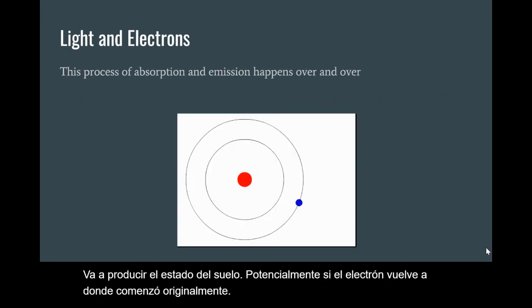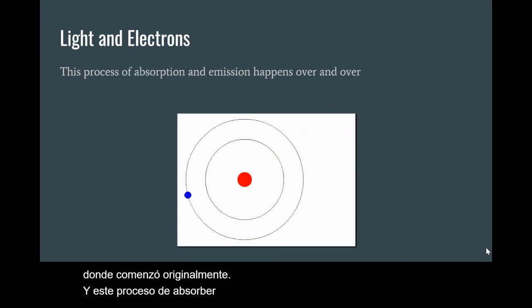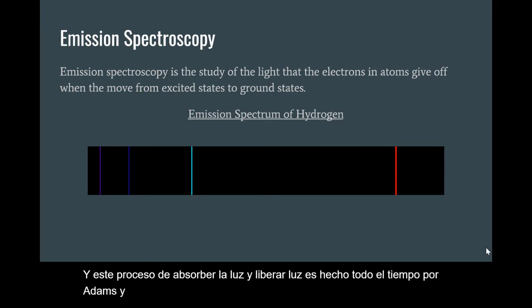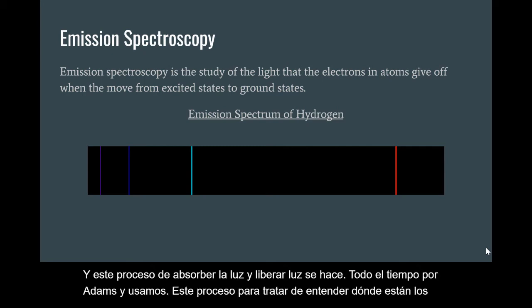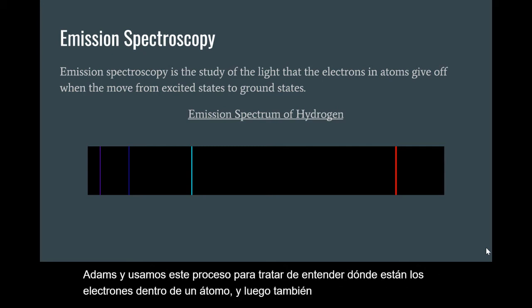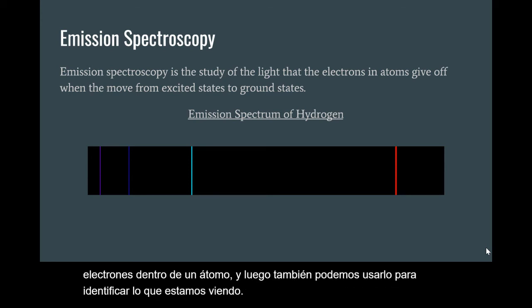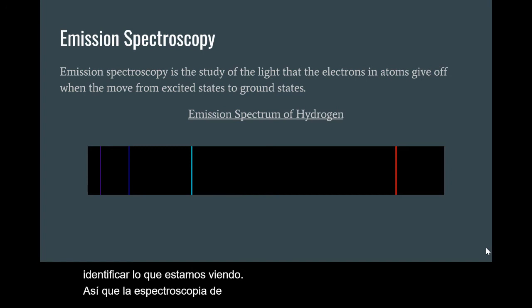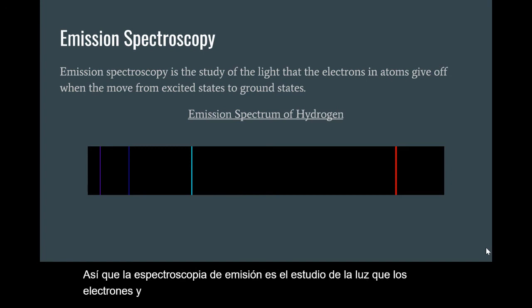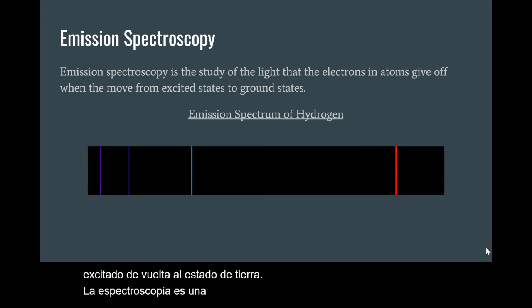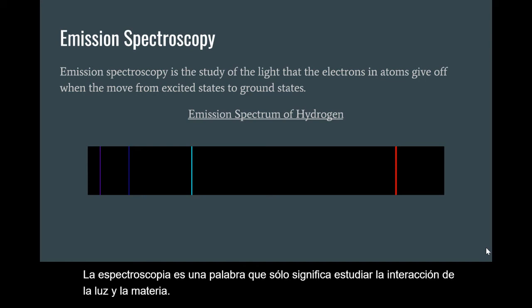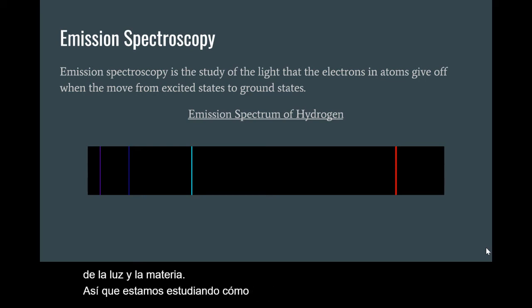And this process of absorbing light and releasing light is done all the time by atoms. And we use this process to try to understand where the electrons are inside of an atom. And then we can also use it to identify what we're looking at. So, emission spectroscopy is the study of the light that the electrons and atoms give off when they move from that excited state back down to the ground state. Spectroscopy is a word that just means studying the interaction of light and matter. And so we're studying how different atoms give off light after they get excited.